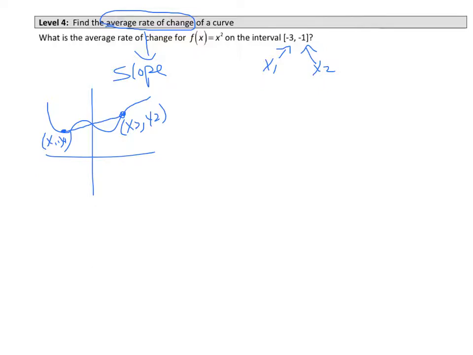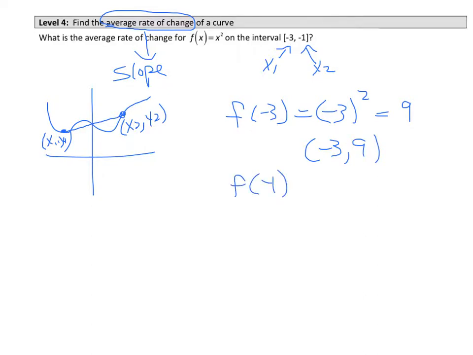So if I wanted to know the y value that went with -3, I would find f of -3, and I plug -3 into x squared, and we get 9. So my first point is -3, 9. And then for my second point, I plug -1, that other x value, into the same function. -1 squared is +1, and so we get the point -1, 1.